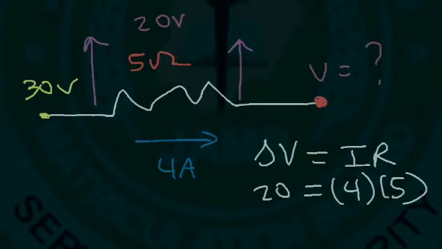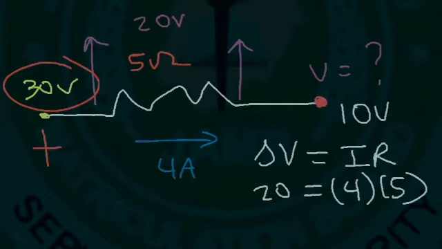Now the key to figuring out the answer is the direction of the current. Current flows from high voltage to low voltage. So the 30 volts has to be the higher voltage. The other side is the lower voltage, so we've got to subtract instead of adding. So 30 minus 20 is 10. So it's 10 volts on this side.